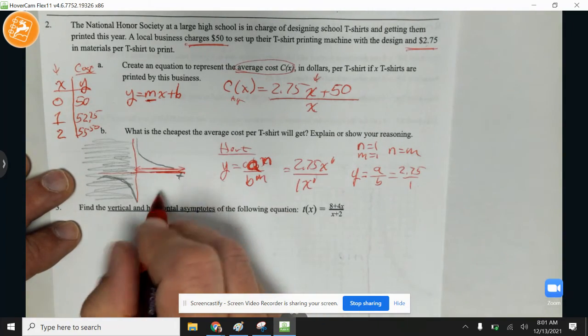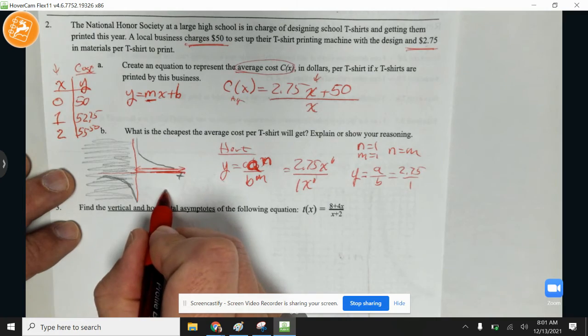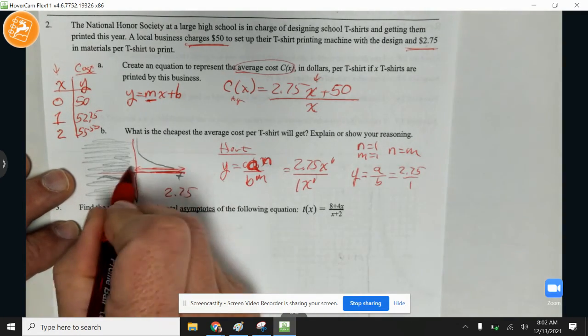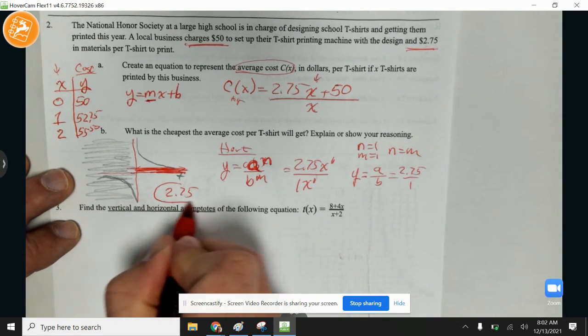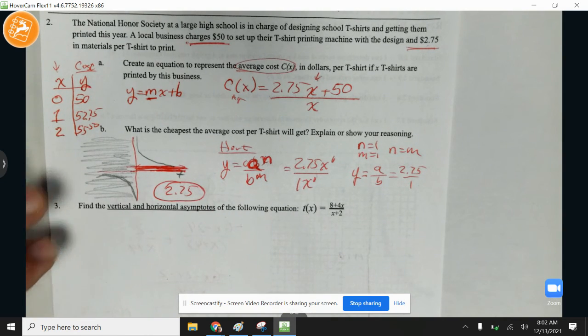So the cheapest cost here is going to be 2.75. That's this line right here. So that is going to be my cheapest cost, is 2.75.